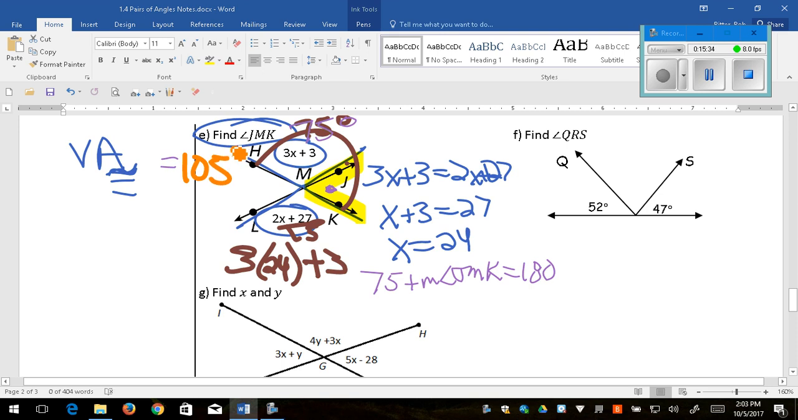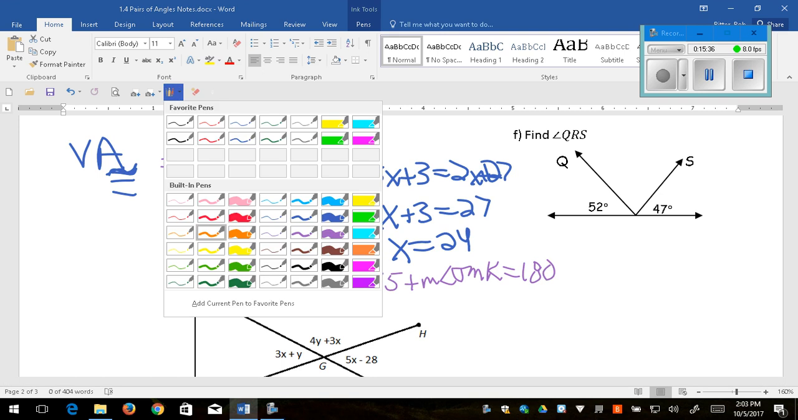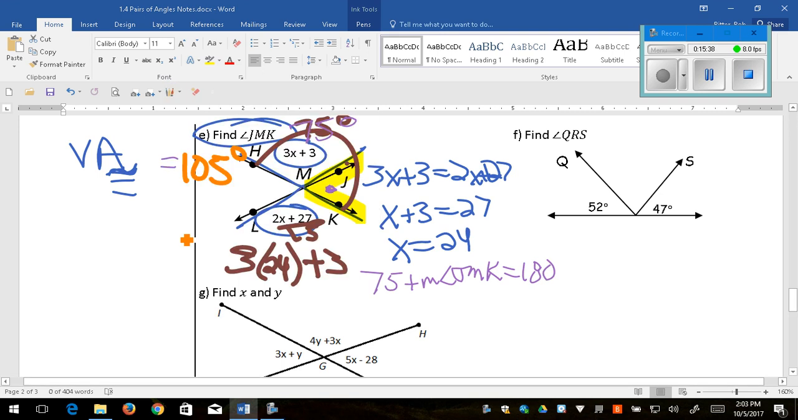All right, taking a look at letter F, we are looking at angle QRS. And this must be R, something happened that got wiped out. QRS. Now normally I would say don't just call it X. You have to make sure that there's no other X's.